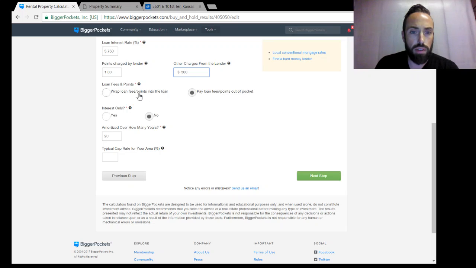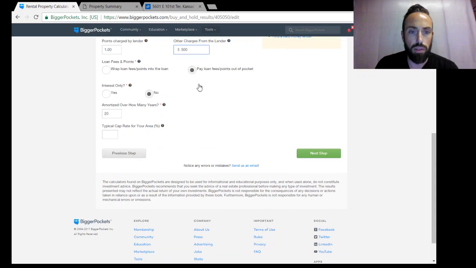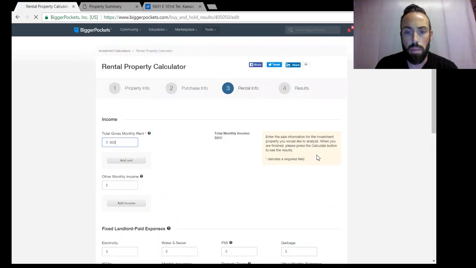Loan fees and points. So pay loan fees out of pocket. That's pretty much the way things have been going with us. And then you have a checkbox for interest only, which this is not. This is an amortized loan over 20 years. And then there's a spot here where you can put typical cap rate for your area. I usually leave this blank. That's kind of an optional thing.